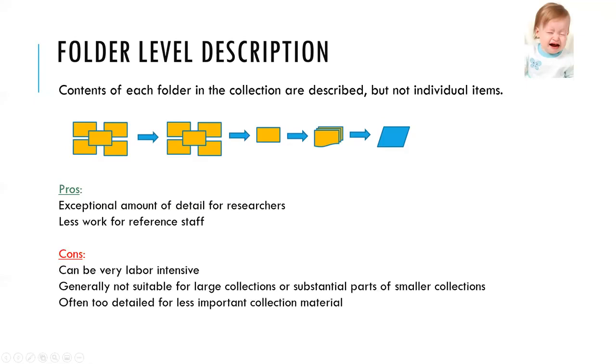Of course, some cons: this can be very labor intensive, especially if you are doing it for a large collection or even substantial parts of smaller collections. And you're going to want to be pretty specific about what kinds of materials you provide this level of description for. So you're going to reserve it for more important material, and it's not really as applicable to material that isn't considered to be as important for researchers.